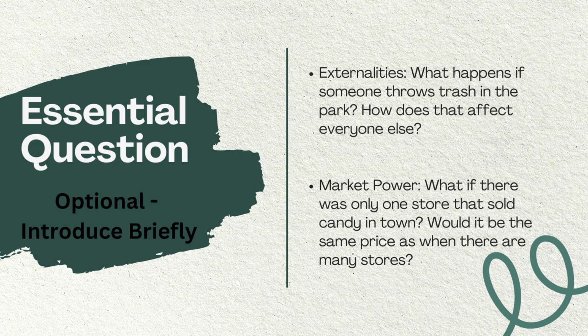More essential questions. This one focuses on optional topics, introduced briefly. Externalities: what happens if someone throws trash in the park? How does that affect everyone else? And market power: what if there was only one store that sold candy in town? Would it be the same price as when there are many stores?